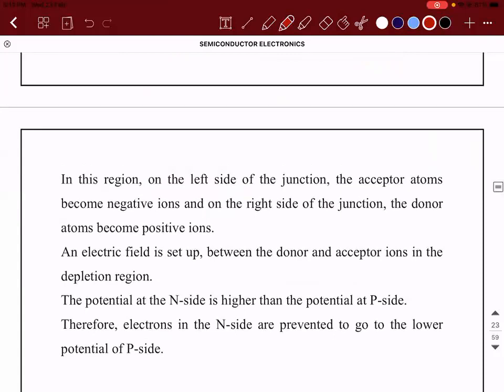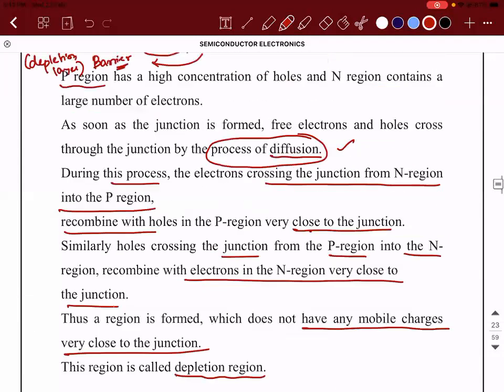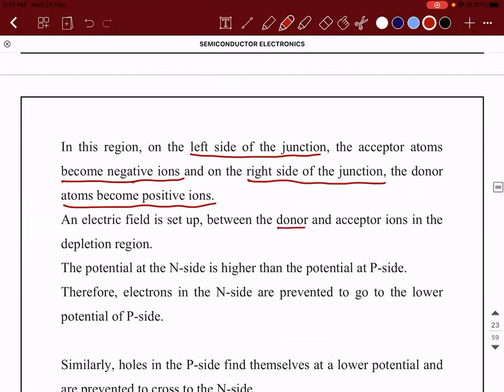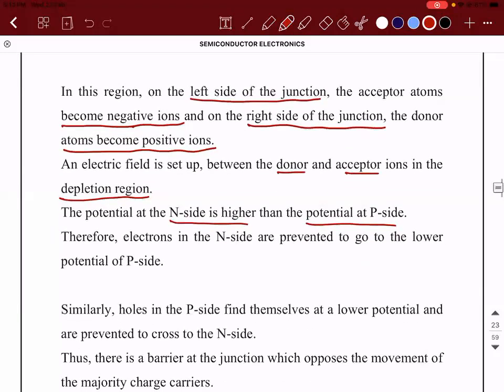In this region, on the left side of the junction, the acceptor atoms become negative ions, and on the right side of the junction, the donor atoms become positive ions. As a result, an electric field is set up between the donor and the acceptor ions in the depletion region. Now we can say the potential at the N side is higher than the potential at the P side.